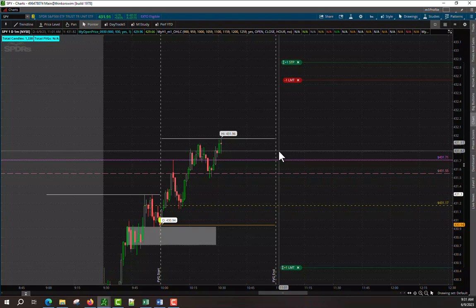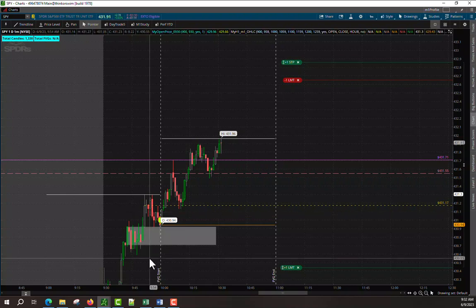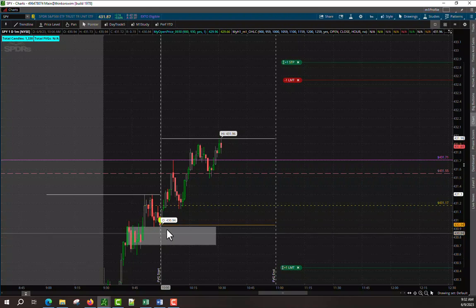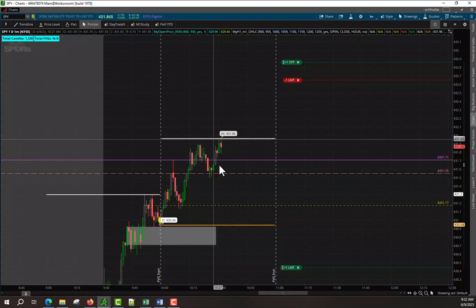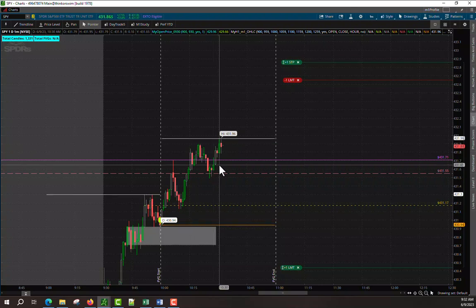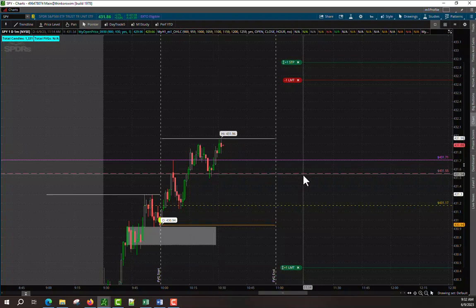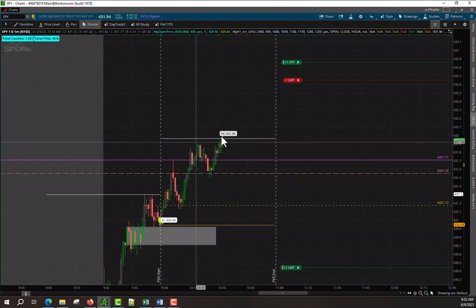If we follow the so-called three drives or three push pattern, we can see that it may have exhausted the momentum. We see one, two, three. Three pushes, three drives right there. Another bicycle really taken right there.